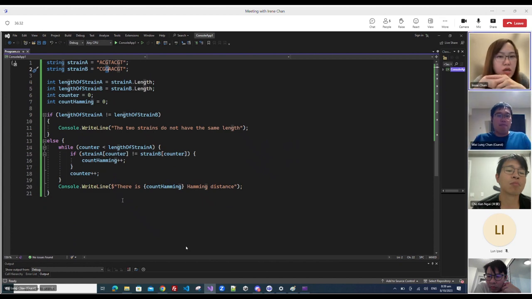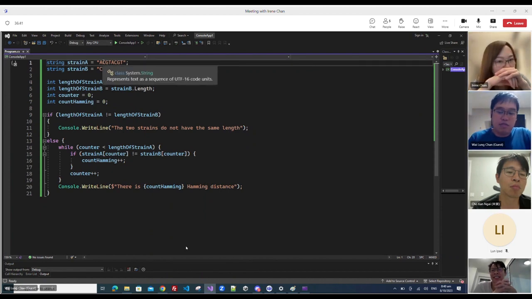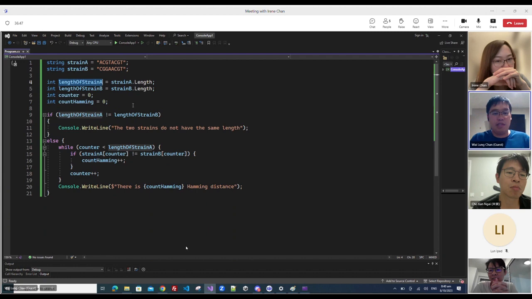What does string A dot length do? Oh, it finds the length of this string. So it's 1, 2, 3, 4, 5, 6, 7, 8. So it's 8. We can output it.